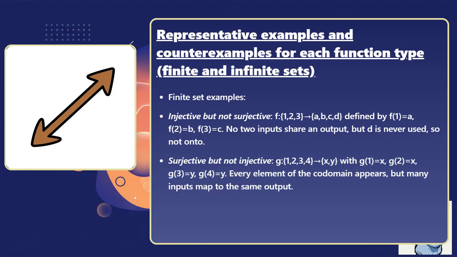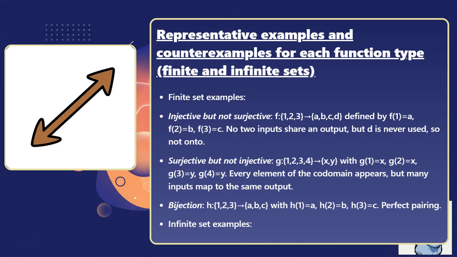Surjective but not injective: g maps the set {1, 2, 3, 4} to the set {x, y}, with g(1) equals x, g(2) equals x, g(3) equals y, g(4) equals y. Every element of the codomain appears, but many inputs map to the same output. Bijection: h maps the set {1, 2, 3} to the set {A, B, C}, with h(1) equals A, h(2) equals B, h(3) equals C. Perfect pairing.